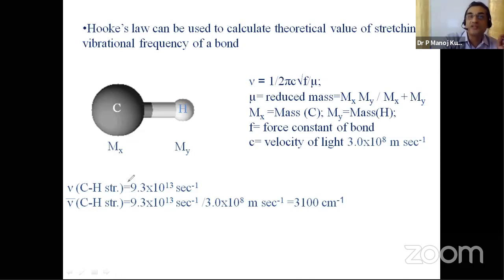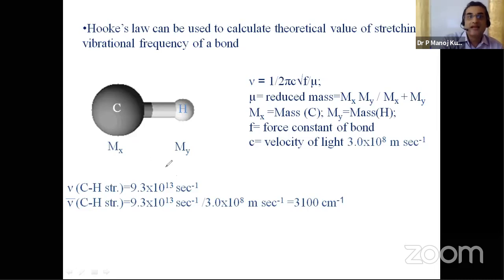9.3 into 10 raised to 13. Just consider how many times. If you put in those 13 zeros, just imagine the magnitude of vibrations, with this carbon and hydrogen coming closer and moving away. So it is possible for us to predict theoretically how many vibrations it will make per second. So what does this figure imply, or what is the importance of this particular figure? I have put it here in the slide.